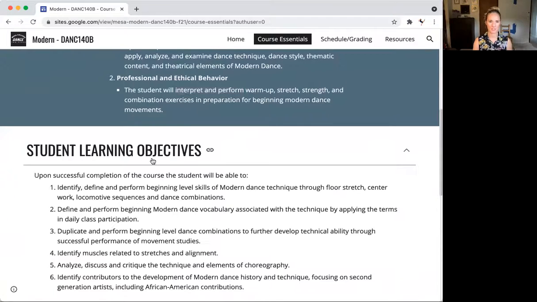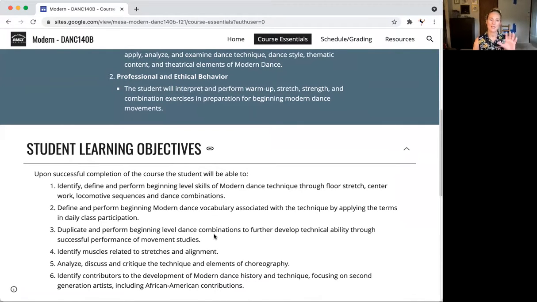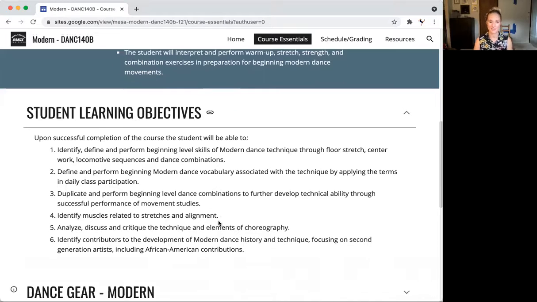These little drop downs here. So student learning objectives: by the end of the course, you will be able to do these. And then again, this language differs a little bit. If you are in levels 1 and 2, it's that introductory level. If you're in levels 3 and 4, it's a little bit more comprehensive, higher level integration of dance skills into your body.